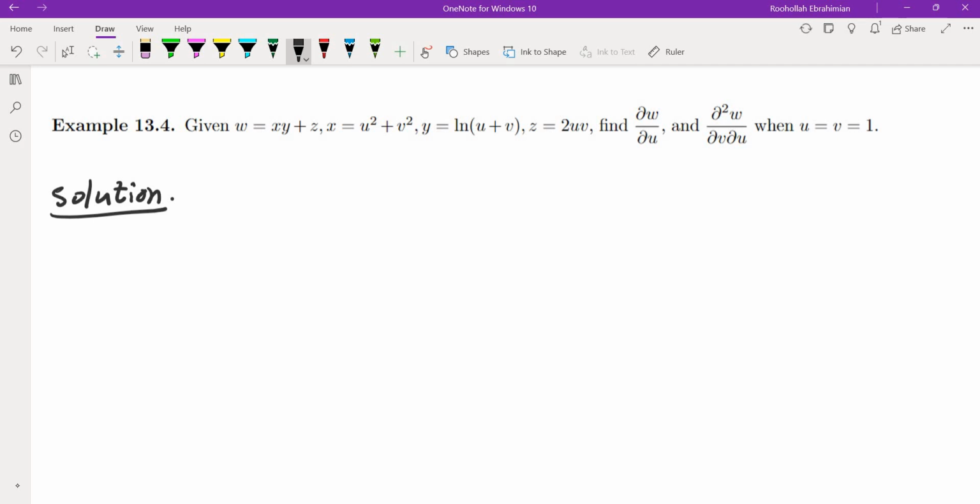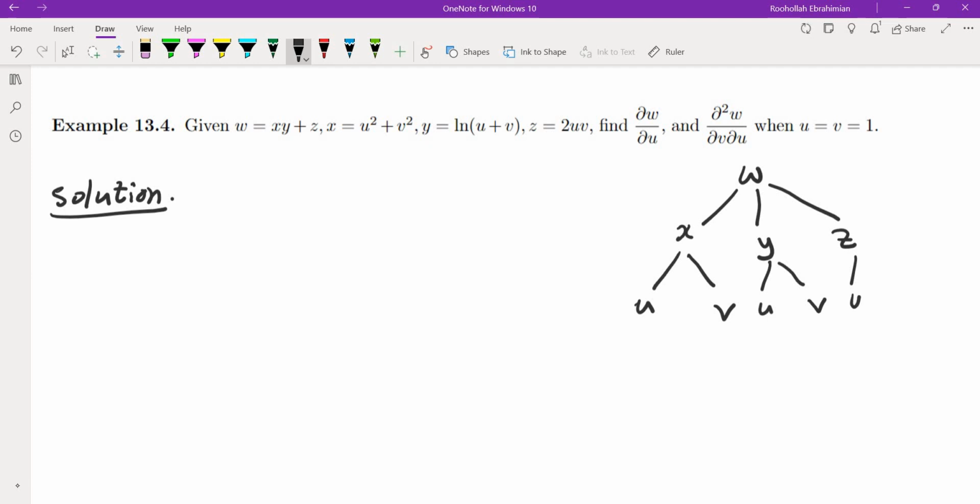Okay, so again, we're going to draw the tree diagram. That's the key for all of these problems. So w is in terms of x, y, and z. X is in terms of u and v. Y is in terms of u and v as well. And z is in terms of u and v.